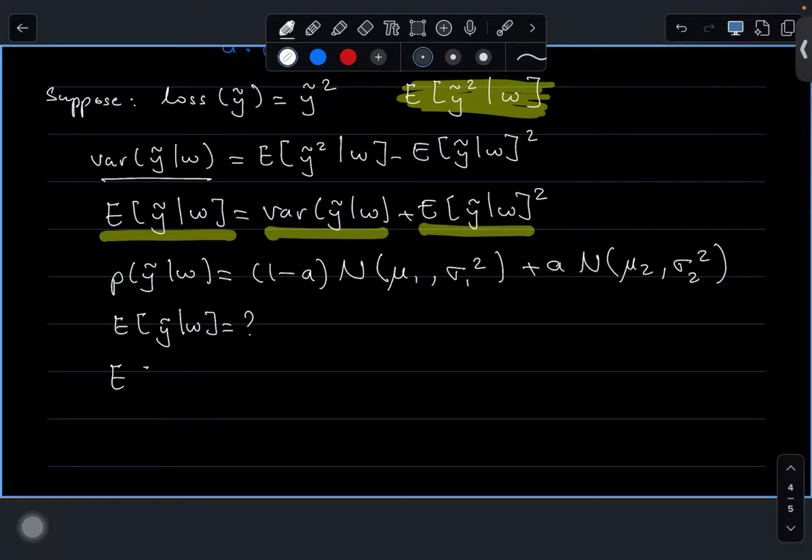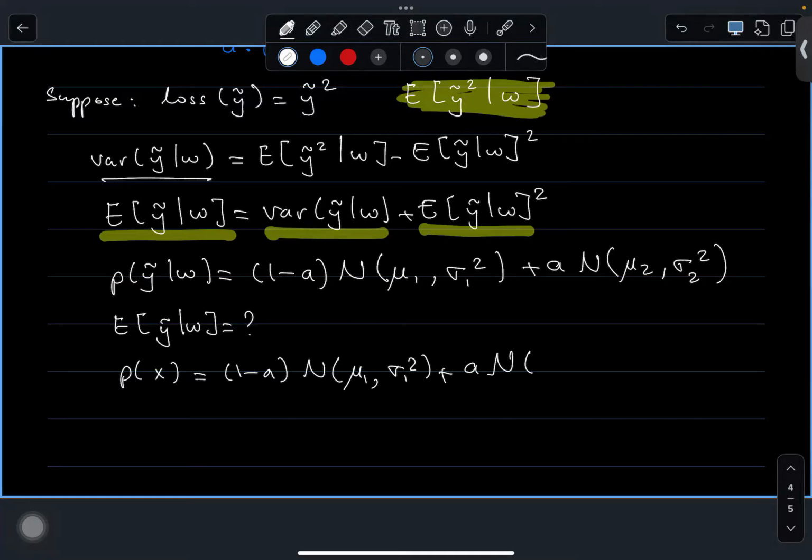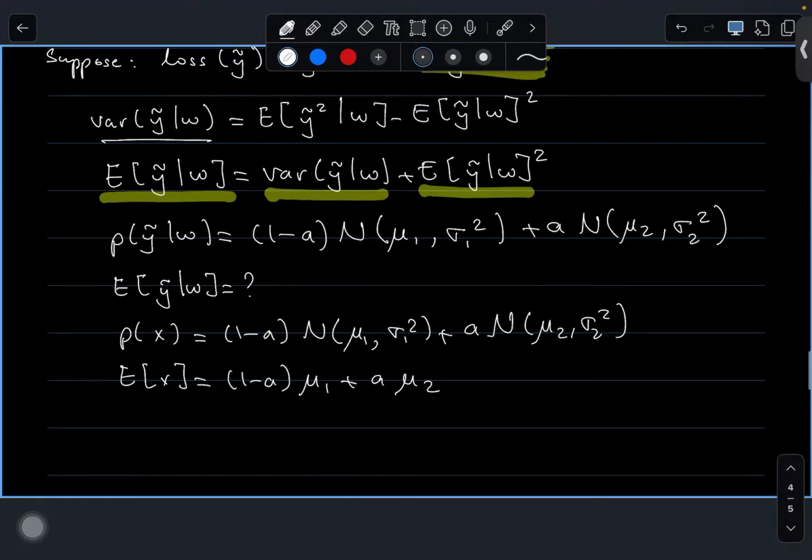So you remember the expected value. If my probability of X is 1 minus A times a normal mu1, sigma 1 squared, plus A times another normal mu2, sigma 2 squared, so X is some random variable that's the sum of two Gaussians, then the expected value of X, the mean of X, is just 1 minus A times mu1 plus A times mu2.